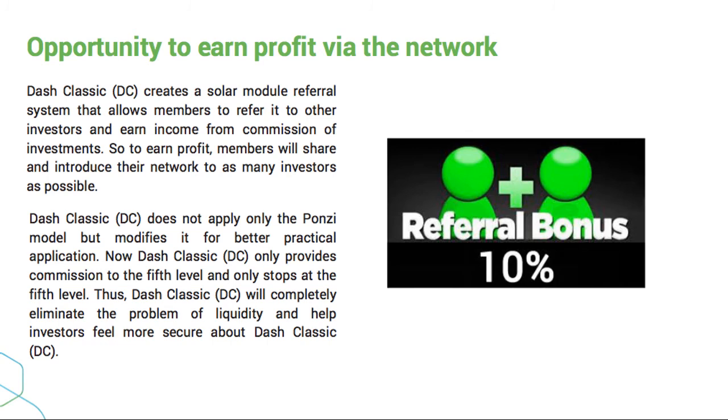Classic DC creates a multi-level referral system that allows members to refer it to other investors and earn income from commission of investments. So to earn profit, members will share and introduce their network to as many investors as possible. Classic DC does not apply only the Ponzi model but modifies it for better practical application. Now Classic DC only provides commission to the 5th level and stops at the 5th level. Thus, Classic DC will completely eliminate the problem of liquidity and help investors feel more secure about Classic DC.